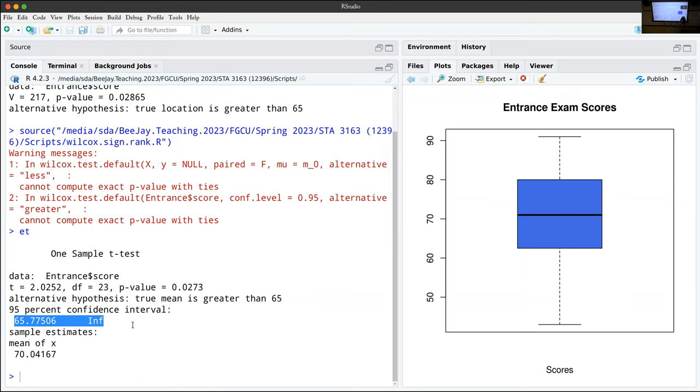Good. Okay, so the mean is actually 70. Oh, so it's greater. And then it falls in the confidence interval. Yes. And do keep in mind, just because this number is greater doesn't mean that you can conclude that. We just have to look at the p-value.